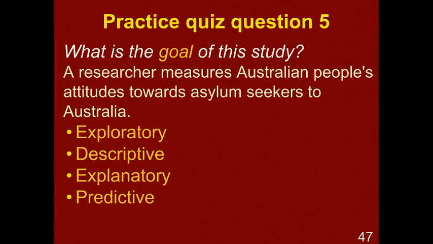Next question. A researcher measures Australian people's attitudes towards asylum seekers to Australia. Yeah, descriptive. So we're targeting all Australian people, or at least wanting to generalise to all Australians. We're finding out about attitudes, but there's no explanatory or predictive goal of the research.